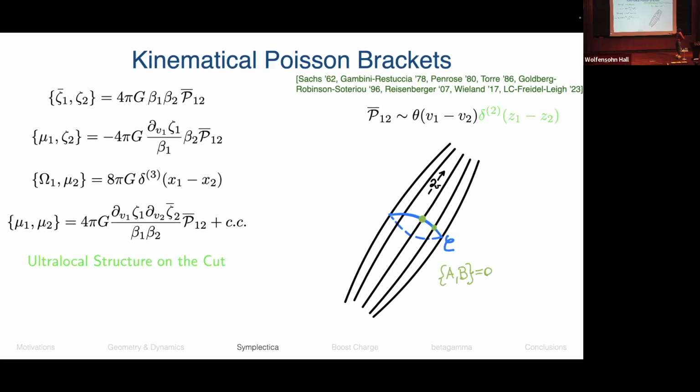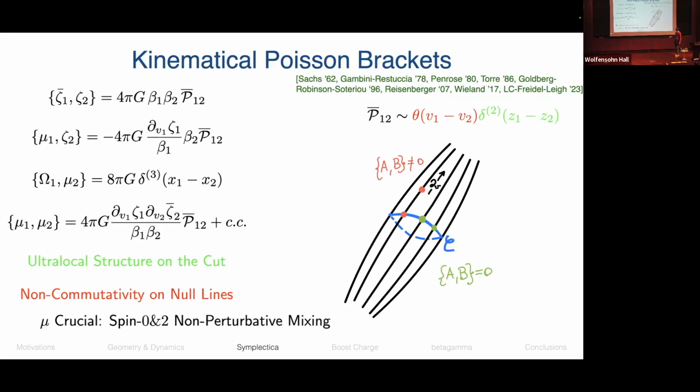So the first comment is that this is ultra local on the cut. On the fixed V cut, there is a delta here. So if I take just 2 points on different generators, they just Poisson commute. But it is not ultra local on the null generator itself because of the Heaviside here. Okay, so there is this structure that is non-commutative on null generators. And very importantly, mu here is a crucial field. It is what allows for the mixing between the spin 0 and spin 2 sector, again, at the non-perturbative level.